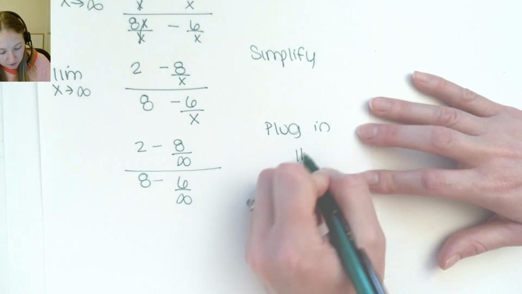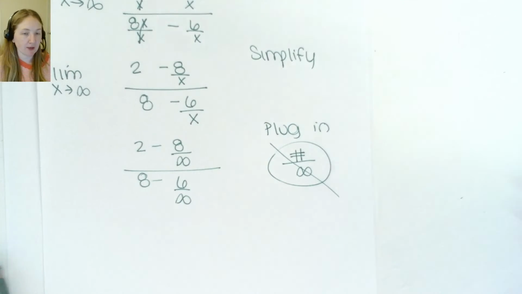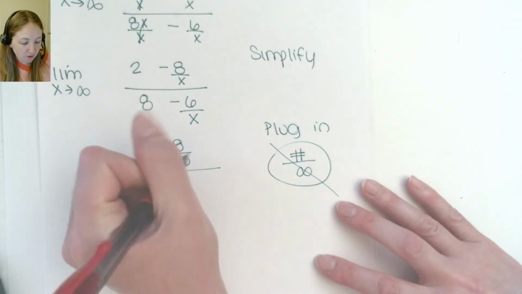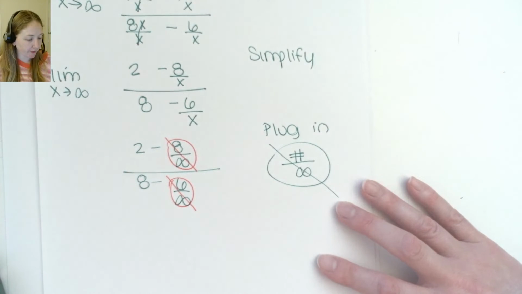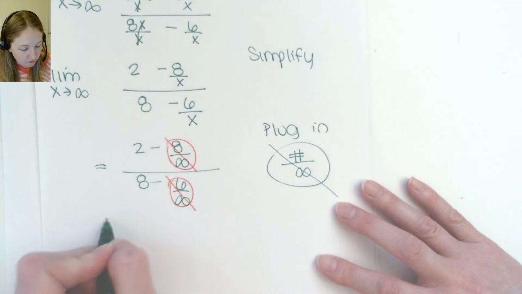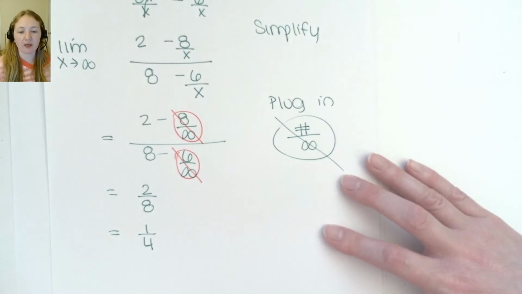And you'll remember when you have a number over infinity, that goes to 0. So that's what we talked about in test 1. So this 8 over infinity and this 6 over infinity would go to 0. And that would leave you with 2 over 8, or simply 1/4 as your limit.